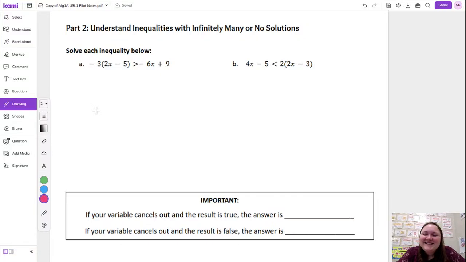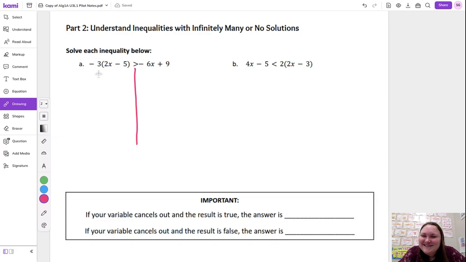Hi, math students. This is part 2 of our lesson on solving inequalities with one variable. In these two examples, we're going to look at some special situations you might see when you're solving an inequality. For the question in part A, we're going to solve this inequality like we normally would do.